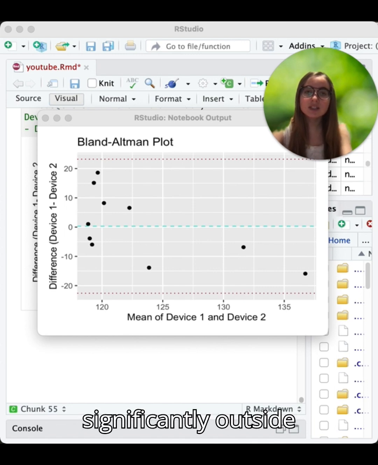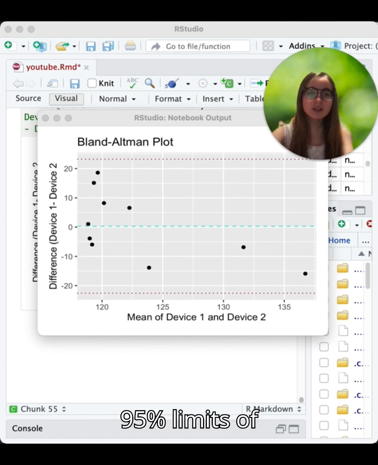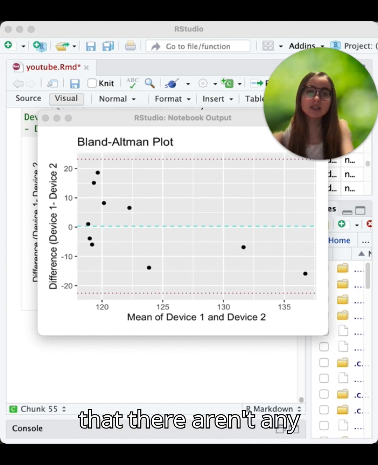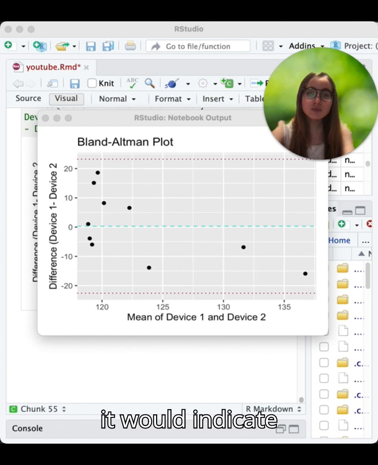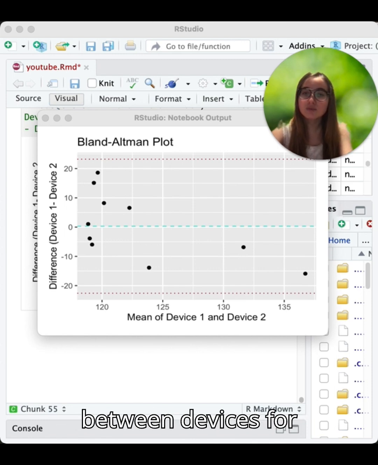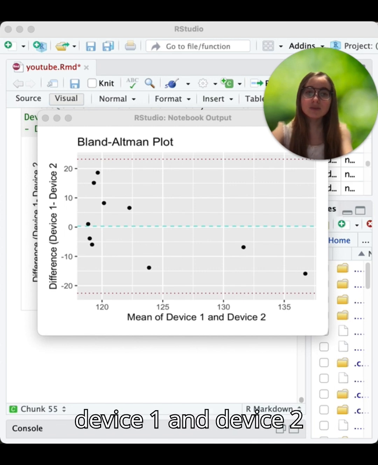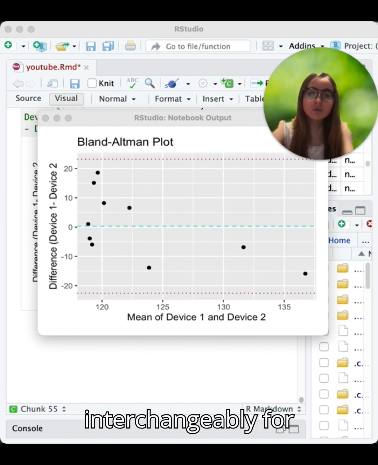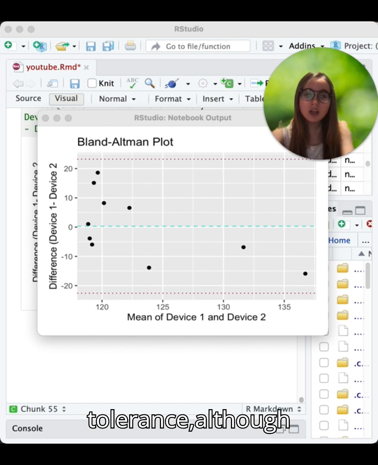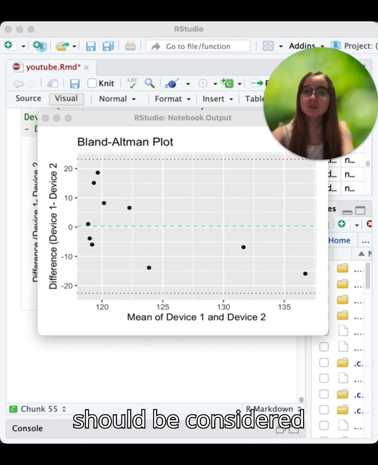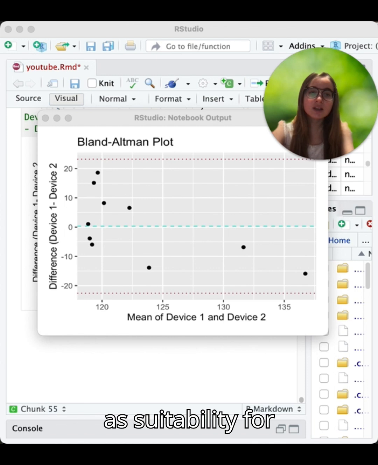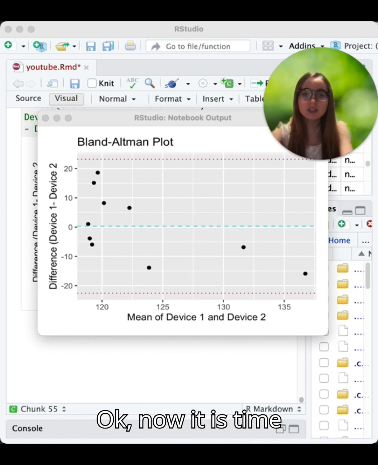Plus, there are no points significantly outside the 95% limits of agreement in this plot, which suggests that there aren't any extreme outliers. If there were points outside these limits, it would indicate subjects where devices disagree substantially, which might raise concerns about the consistency between devices for these cases. And all these imply that device 1 and device 2 might be used interchangeably for measurements within this variability tolerance, although the plus minus 20 unit range should be considered when assessing suitability for precise applications.